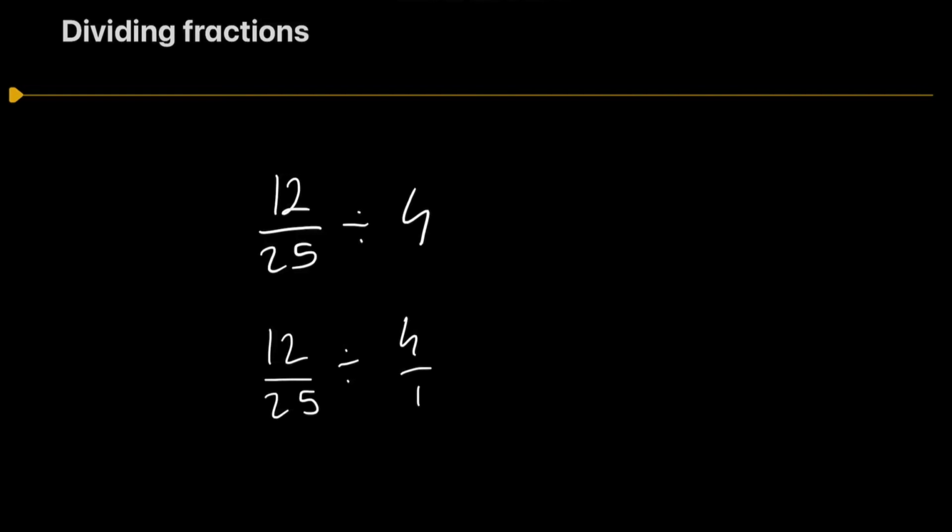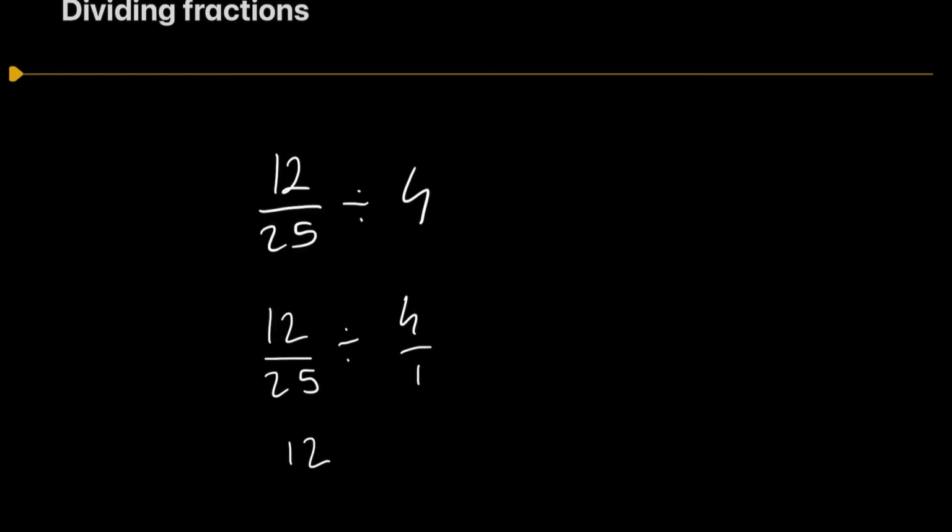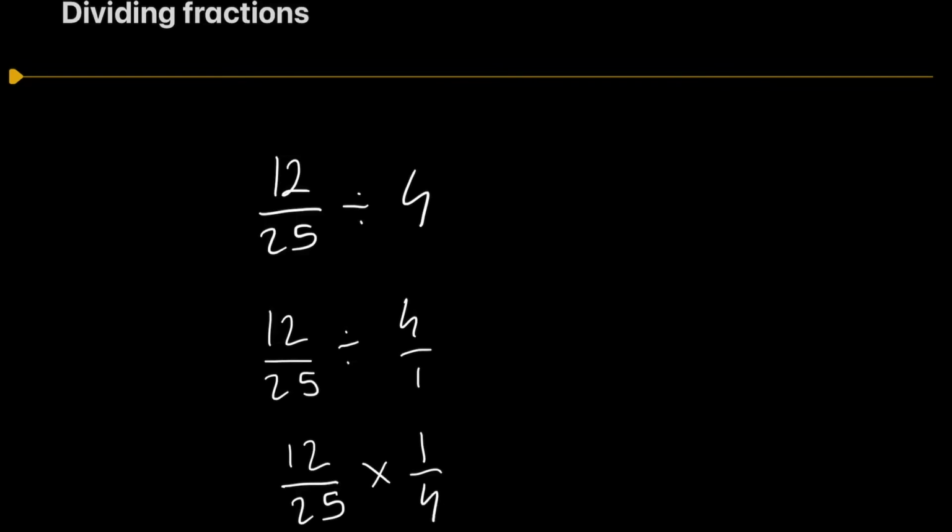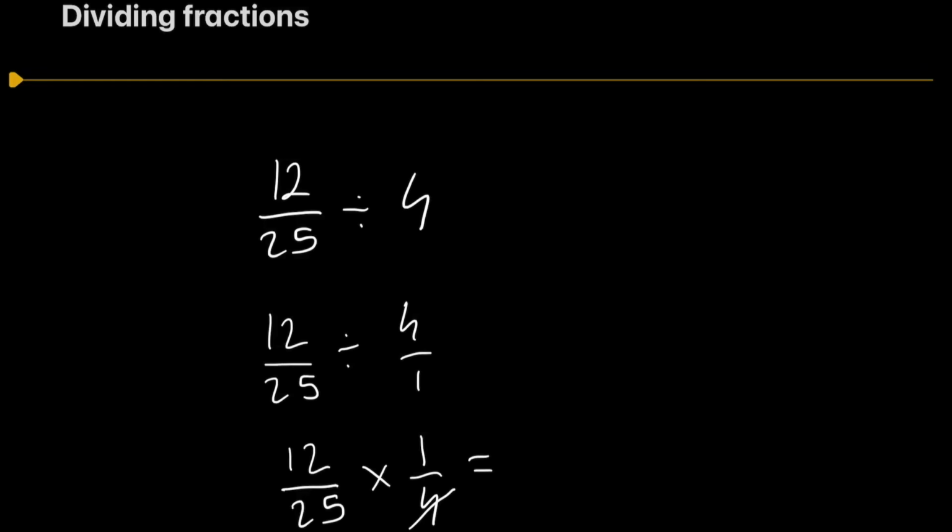So you take the reciprocal, so 12/25 multiplied by the reciprocal, which is 1/4. And you can simplify this now. So 4 divided by 4 is 1, 4 divided by 12 is 3, and so 3 into 1 is 3, and 25 into 1 is 25. Therefore, you will get 3/25.